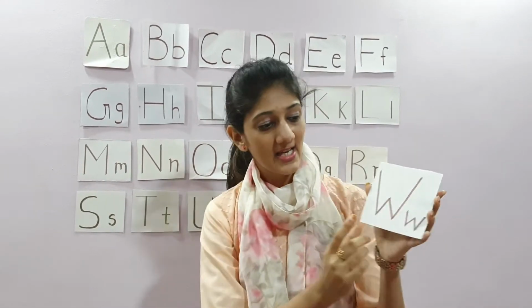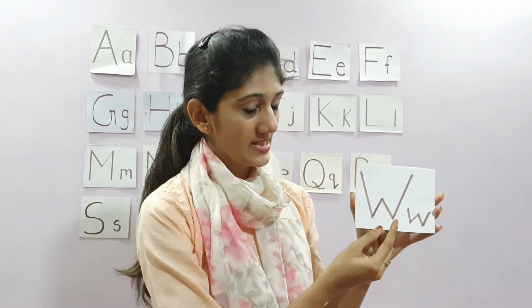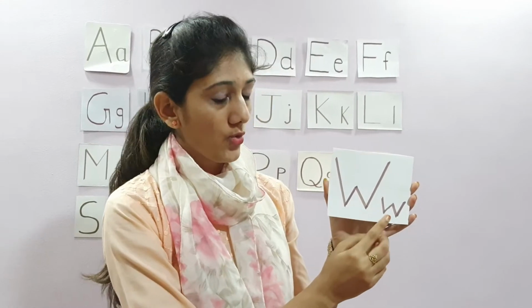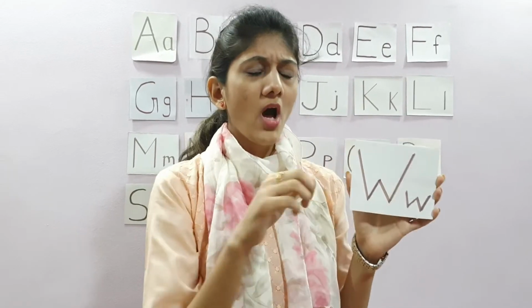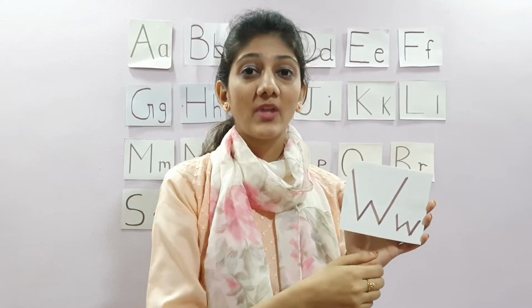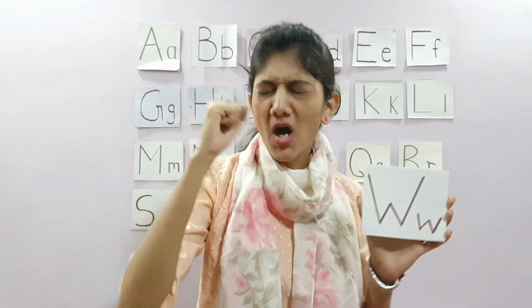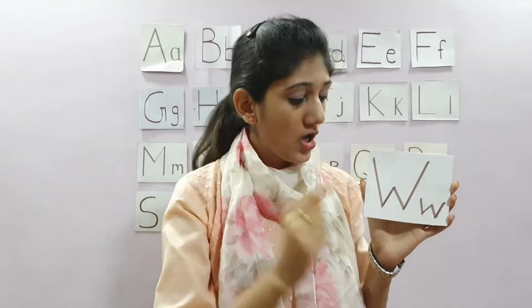It is W. This is capital W, small W, mama W, baby W. And do you know which sound this baby W makes? It says wah, wah, wah. How does it say? Wah, wah, wah. And now it's time when it cries wah, wah, wah.